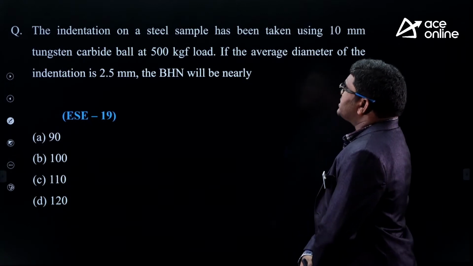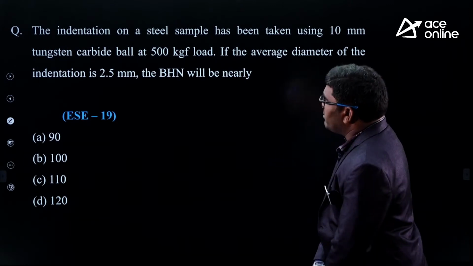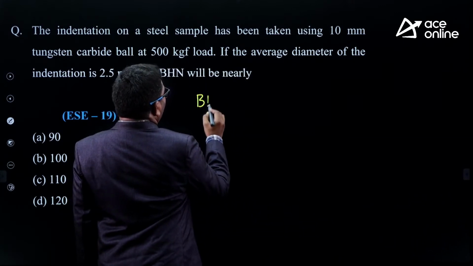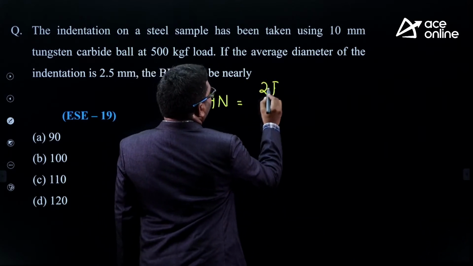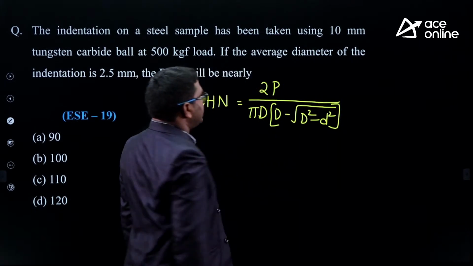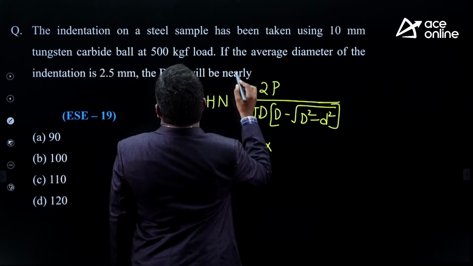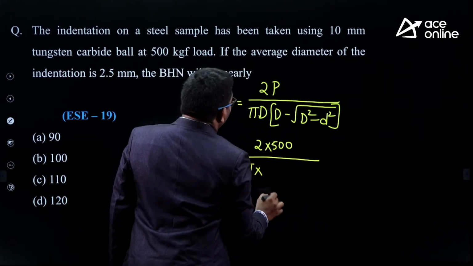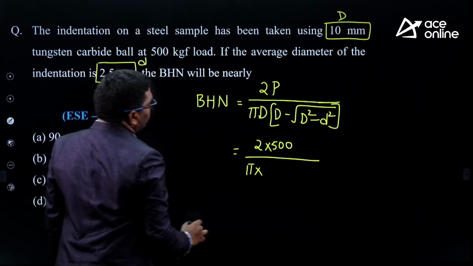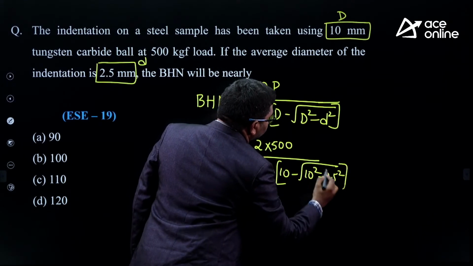Next. The indentation on a steel sample has been taken using a 10 mm tungsten carbide ball at 500 kg load. If the average diameter of the indentation is 2.5 mm, the BHN will be? It is actually a formula-based one, the Brinell hardness number: 2P by pi D into D minus root of D square minus d square. It's not easy without a calculator, right? Let us see here: 2 into load 500 kg by pi into D, where capital D is the indenter diameter of 10, into 10 minus root of 10 square minus 2.5 square.